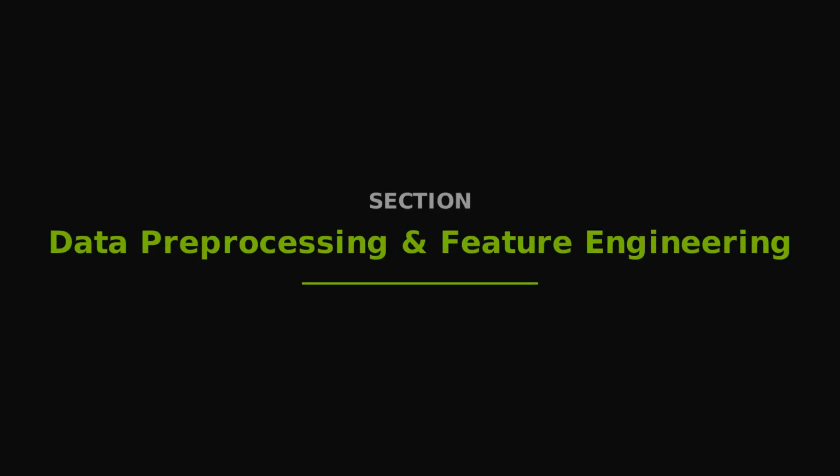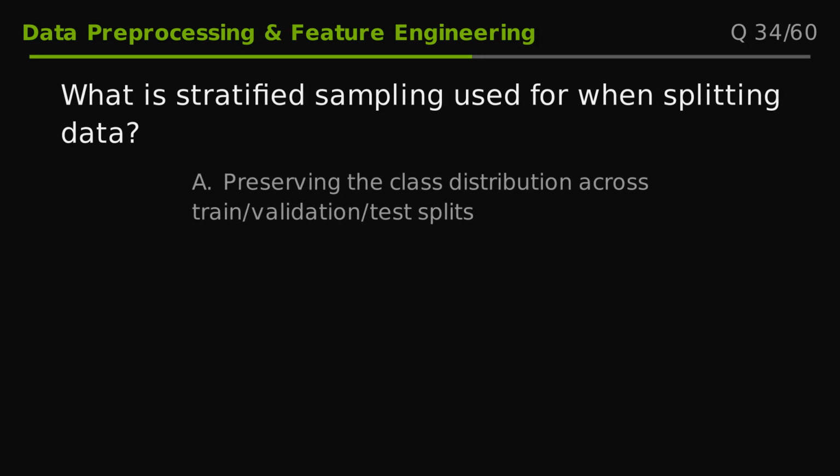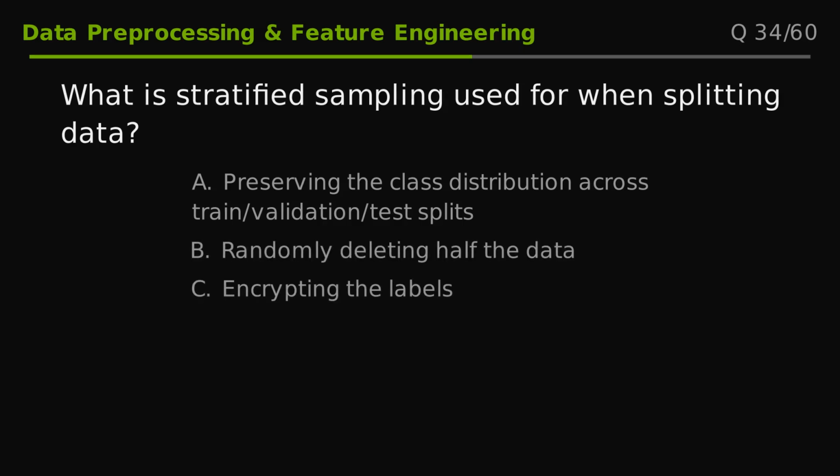Next section. Data preprocessing and feature engineering. Question 34. What is stratified sampling used for when splitting data? Option A. Preserving the class distribution across train, validation, and test splits. Option B. Randomly deleting half the data. Option C. Encrypting the labels. Option D. Increasing the number of classes.